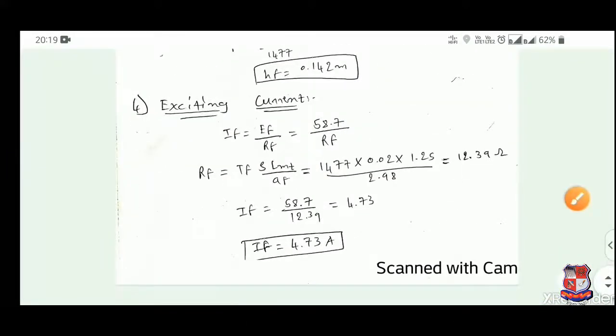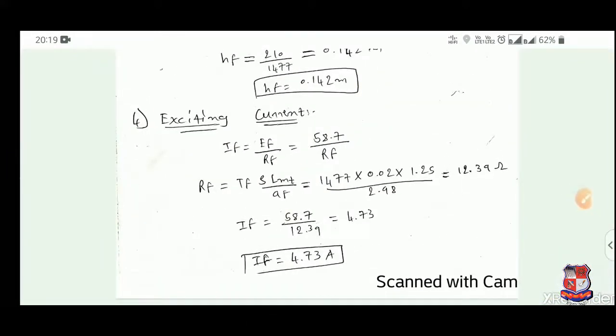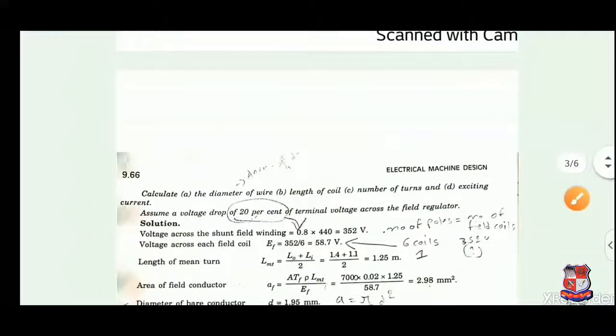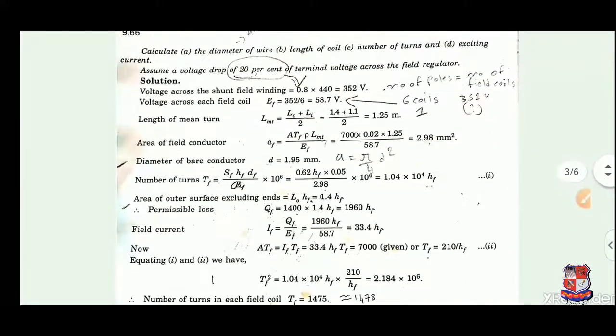So this AF we will put over here, and we will get this RF as 12.39 ohms. So we will get the field current IF. In this way we can solve this equation. So we just summarize this equation here.